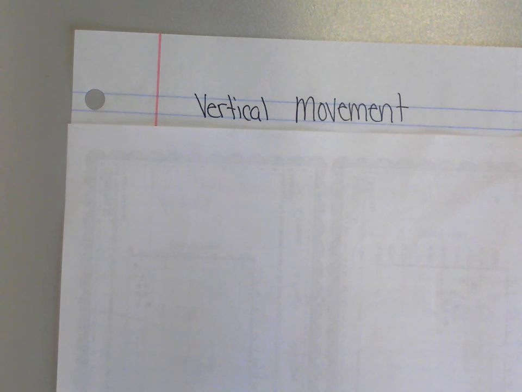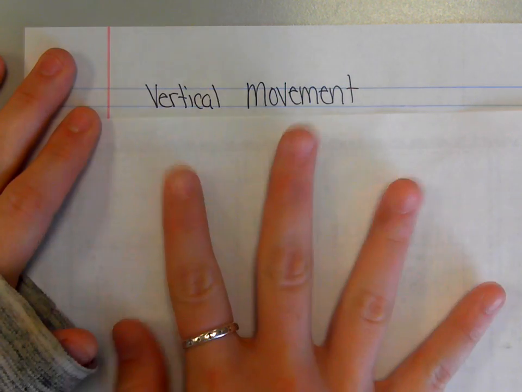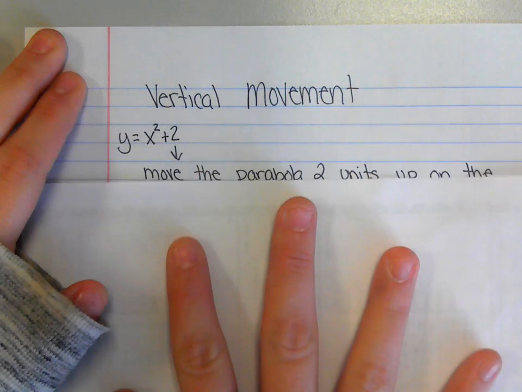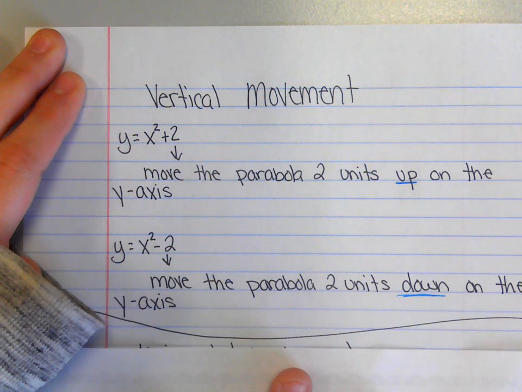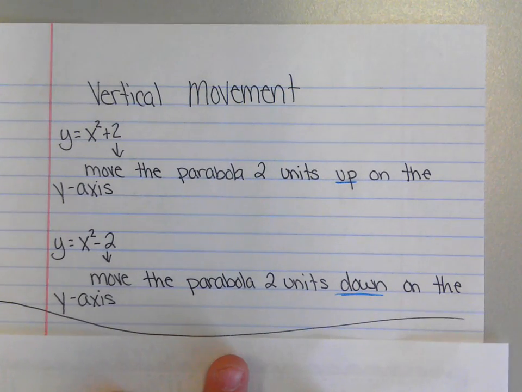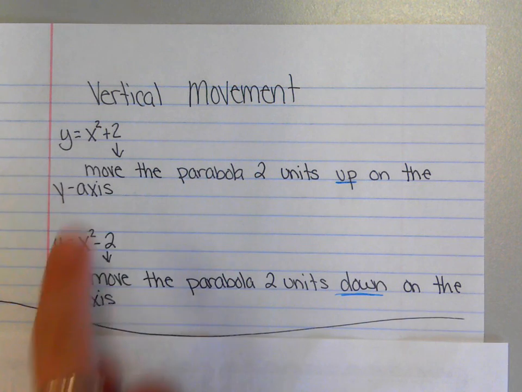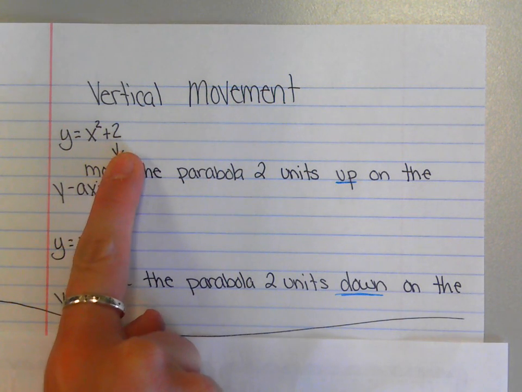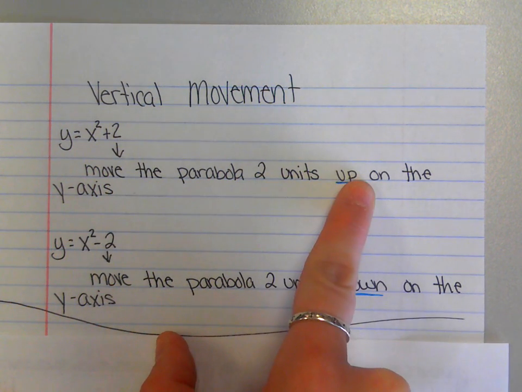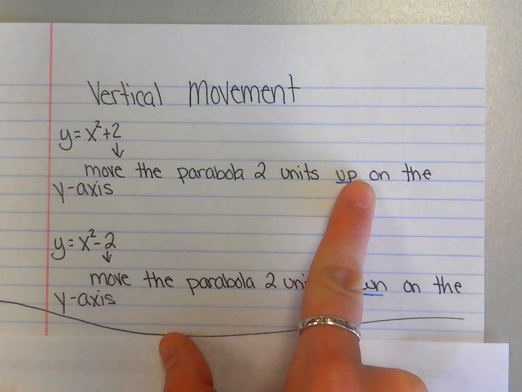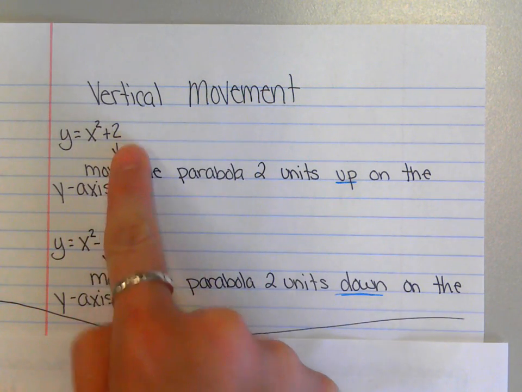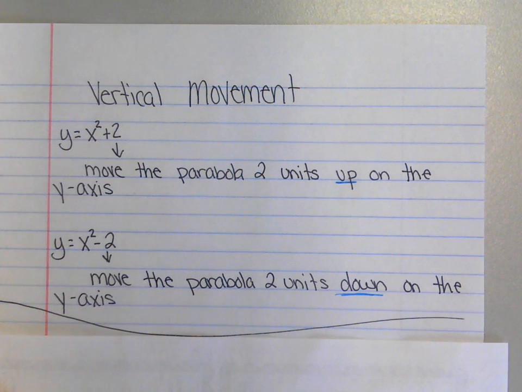Okay, now when we actually move it around. First, we have vertical movement. So that's moving it up and down. Now I'll show it all at once and you can copy it down. If we add 2 onto the end, we move the parabola 2 units up on the y-axis, which makes sense because we said this last number is your y-intercept, so it's just increasing it. If we subtract, it moves it down on the y-axis. Pretty simple.